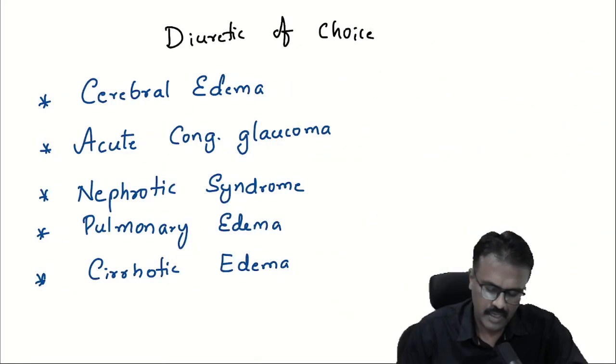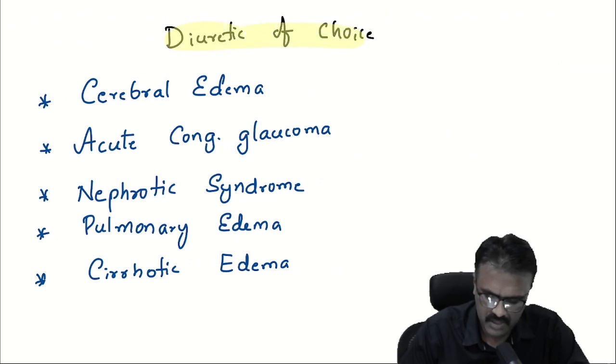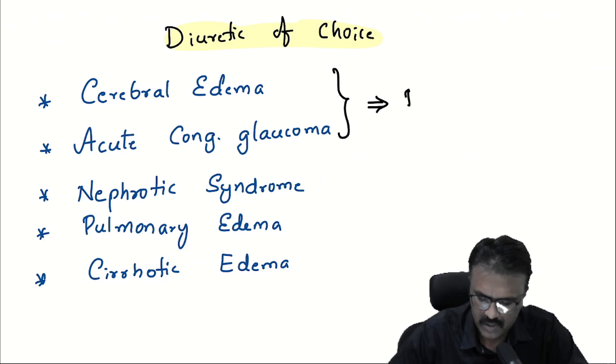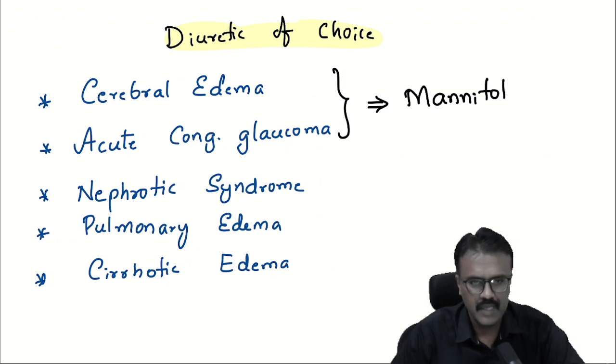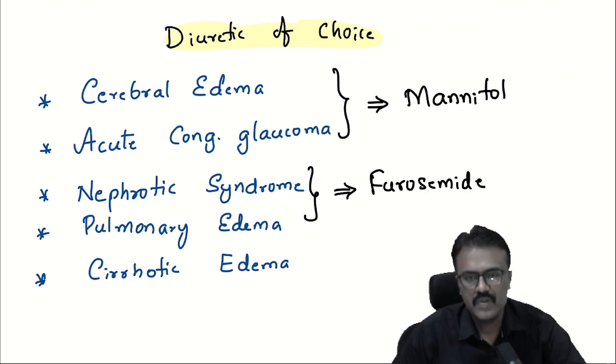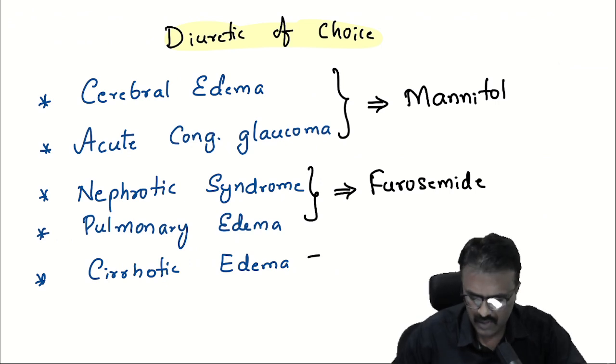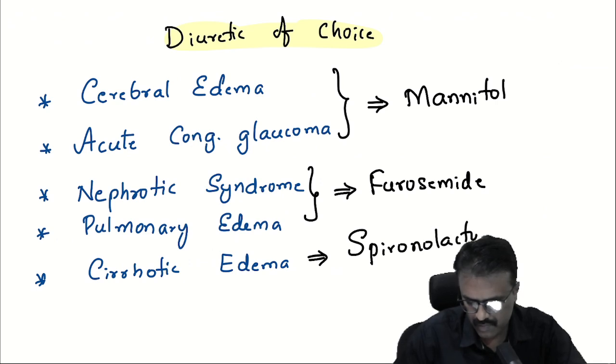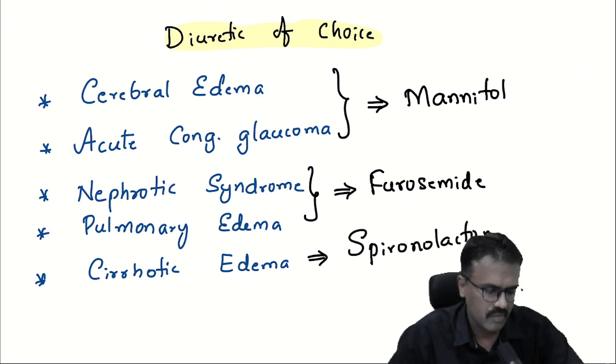Then coming to the diuretic of choice for various edema. This is tested. Cerebral edema and acute congestive glaucoma, the diuretic of choice is mannitol. Nephrotic syndrome, pulmonary edema, furosemide. Cirrhotic edema, it is spironolactone. Very good, Dr. Strange. Liddle syndrome also we use amiloride. Amiloride is also drug of choice for lithium-induced diabetes insipidus.